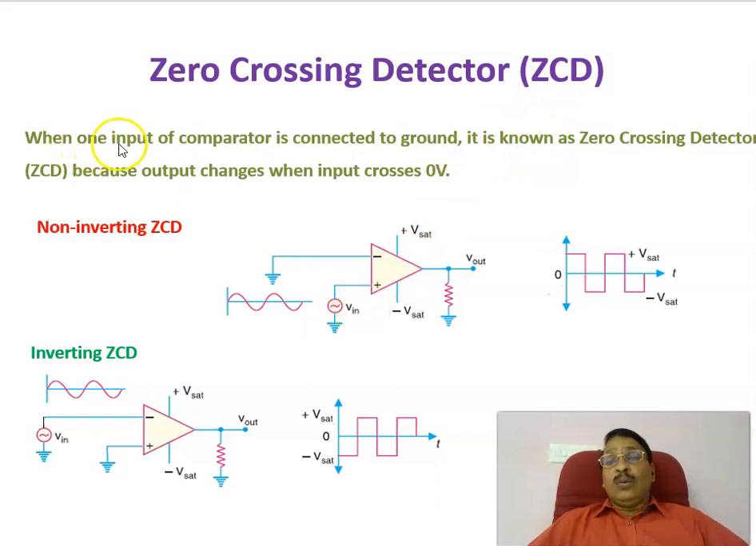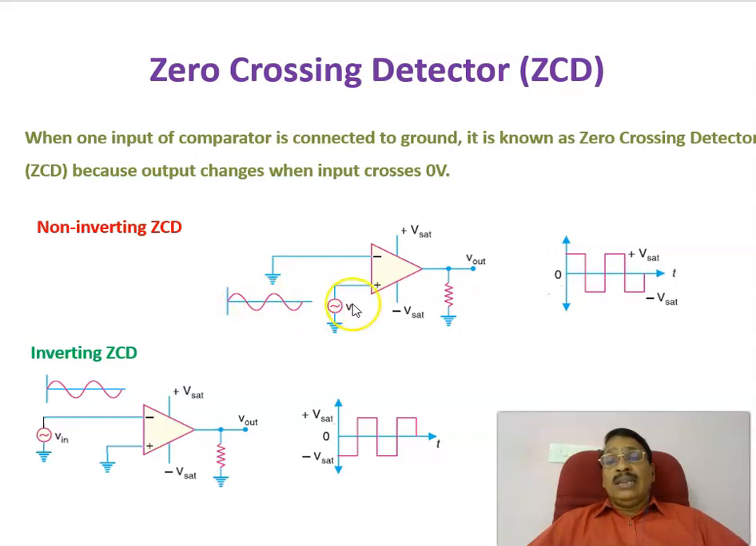Therefore, when one input of the comparator is connected to the ground, it is known as a zero crossing detector, normally called ZCD, because output changes when input crosses the zero voltage. In this case, the output will be changing from minus V sat to plus V sat or plus V sat to minus V sat when the signal input crosses the zero point.